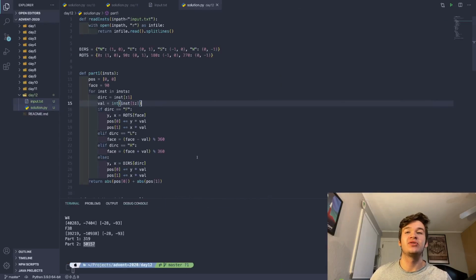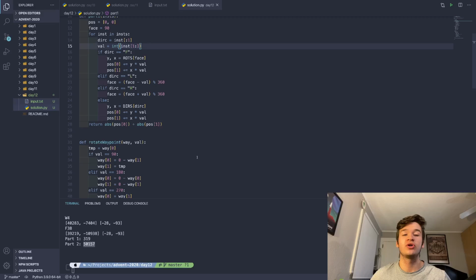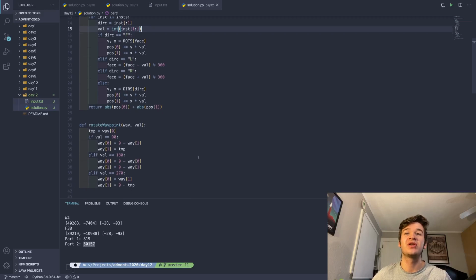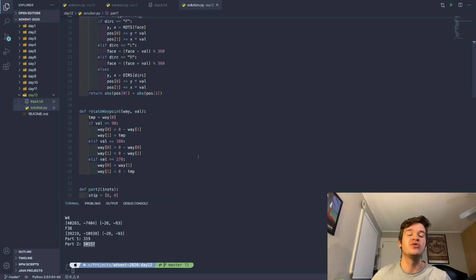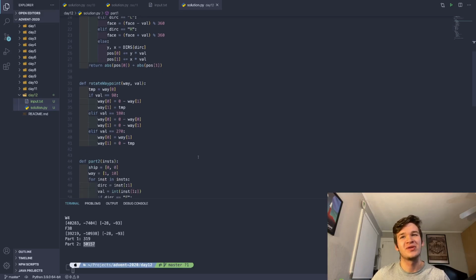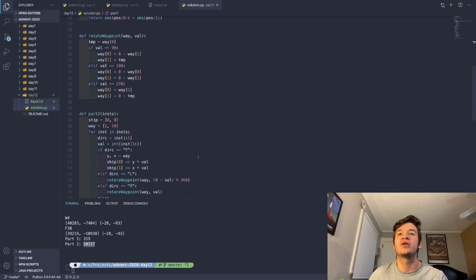So I was very tempted to go with a linear algebra based approach because you could switch these all to just transformation matrices, but that is just too much for this problem really, and I wanted to keep it simple and explainable. So I ended up writing two functions here. We have the actual part 2 function, which looks very similar to the part 1 function, and I added one called rotate waypoint. What rotate waypoint does is it takes in a waypoint and a value, and it rotates the waypoint about the ship, however many degrees it is supposed to.